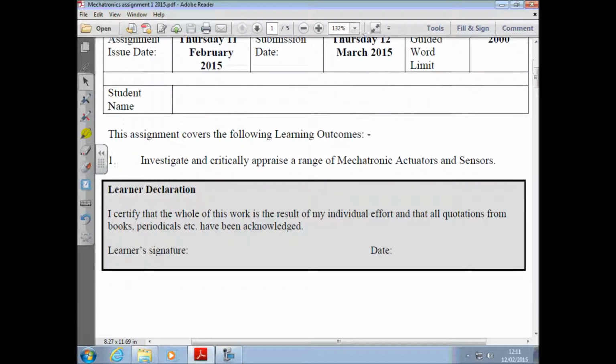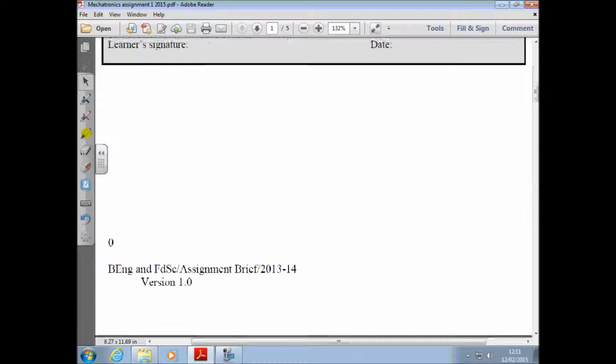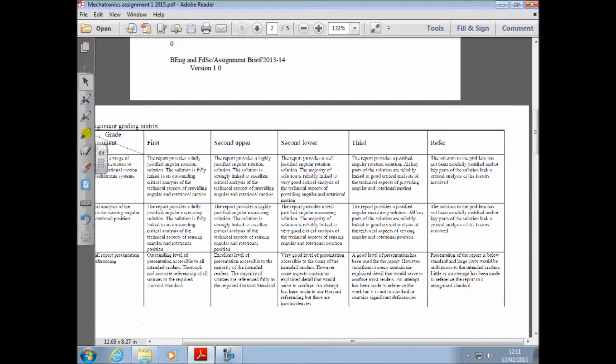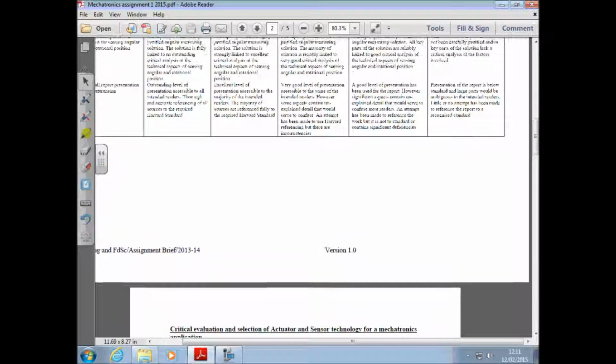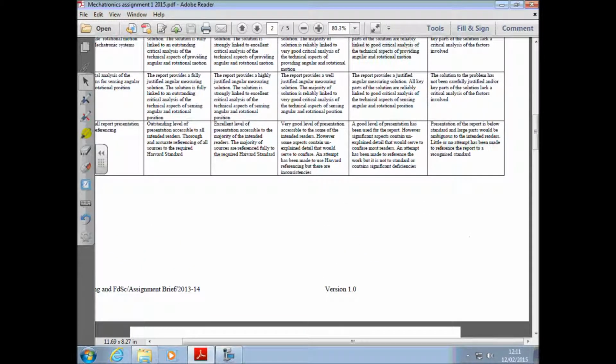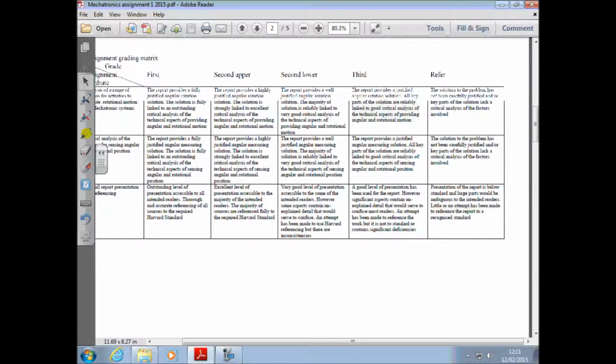So, what we got then on the next page is the grading matrix. Just change the view a little bit so you can see it.